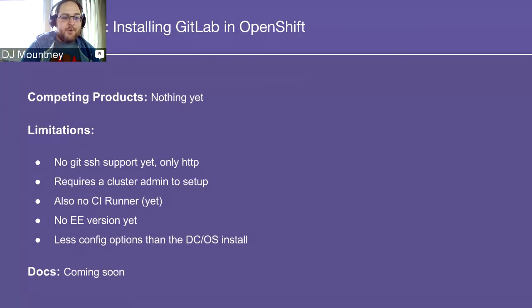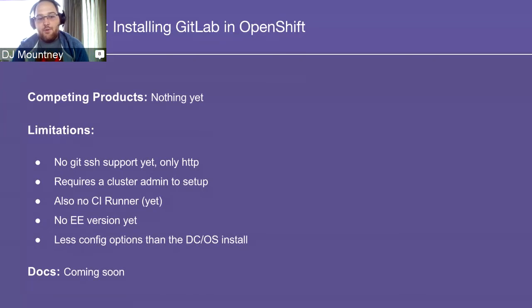So it does have a couple of limitations. One that I didn't talk about when I was doing the demo, but the OpenShift Origin install doesn't have Git SSH support yet, only HTTP. So in DCOS, we talked about the fact that I was able to just open a custom port on that crazy 2222, and on that port, we were able to do SSH.